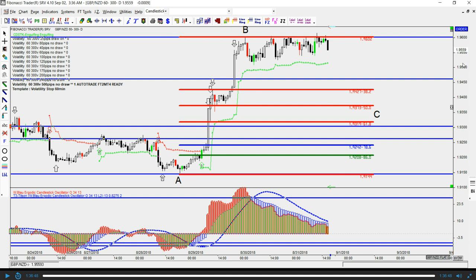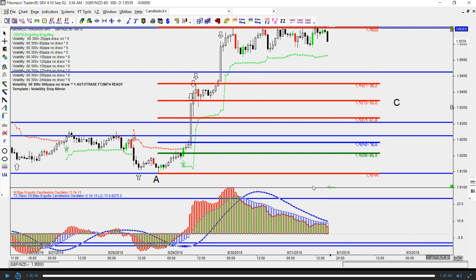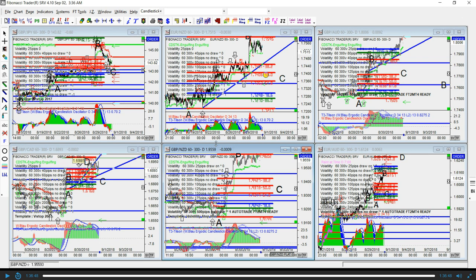We're probably going to get some sort of a retracement back down here. So here's my C down here. So I'm going to wait for a retracement to come back down on that pair. That was the GBP NZD.